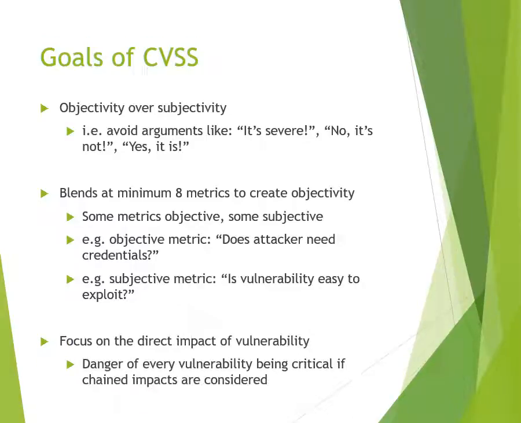And there's a focus on the direct impact of the vulnerability. If you consider chained impacts, if this happens, then that leads to something else, which leads to something else, there's a danger that every vulnerability is going to be considered critical. Best practice of CVSS is that when you measure the impact of a vulnerability, you're measuring the direct impact.